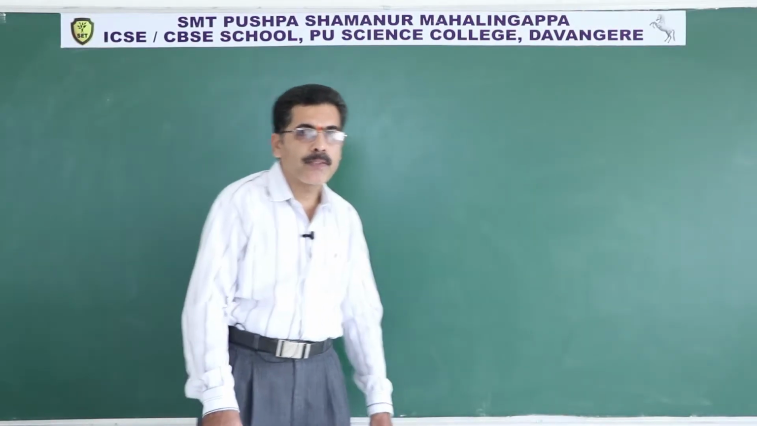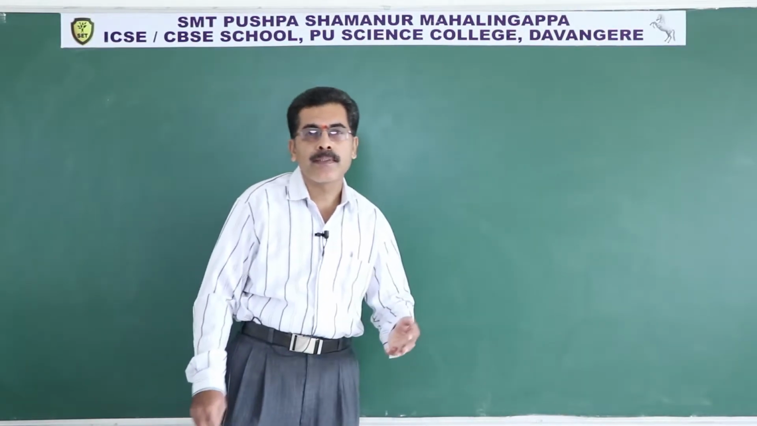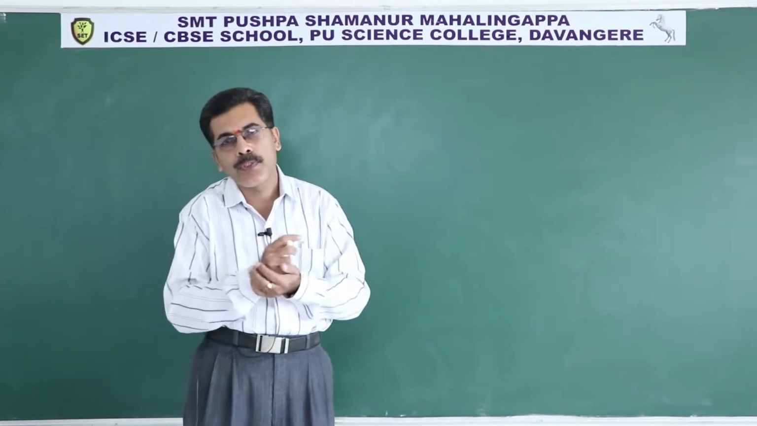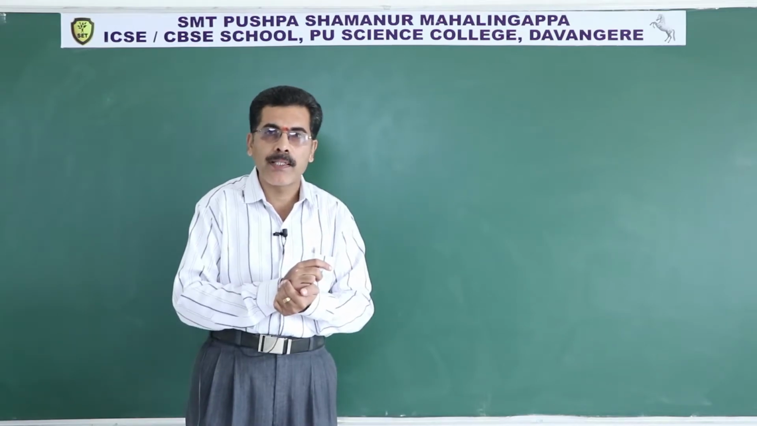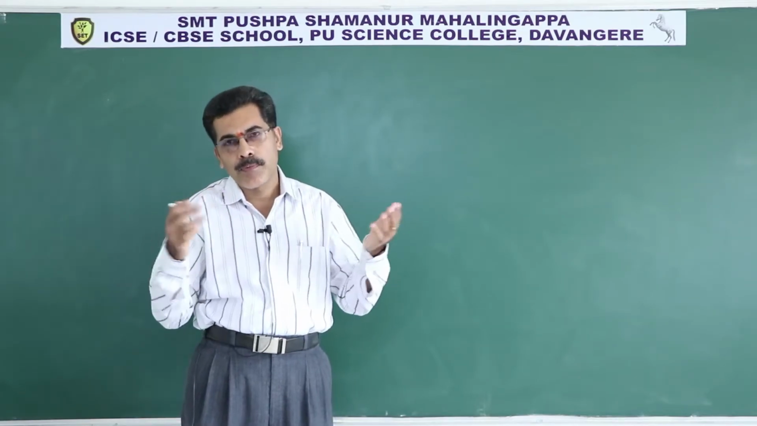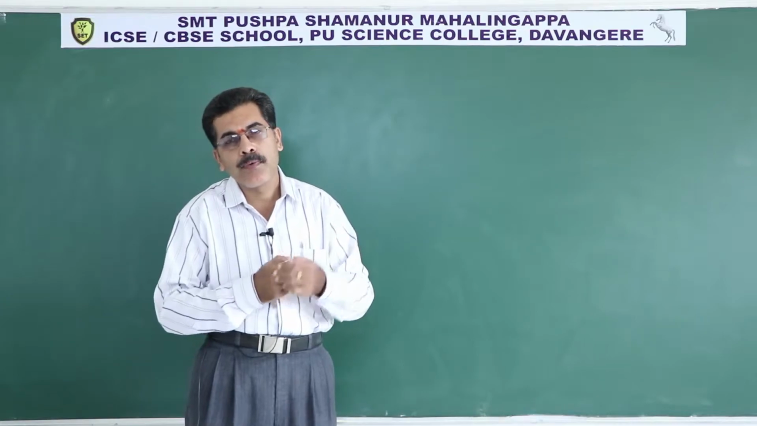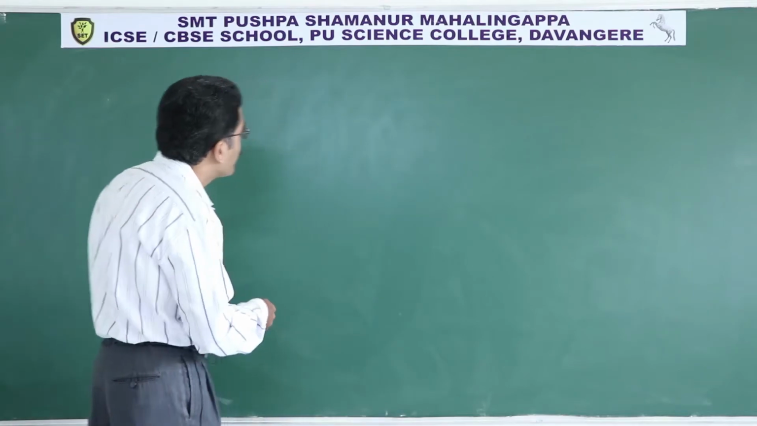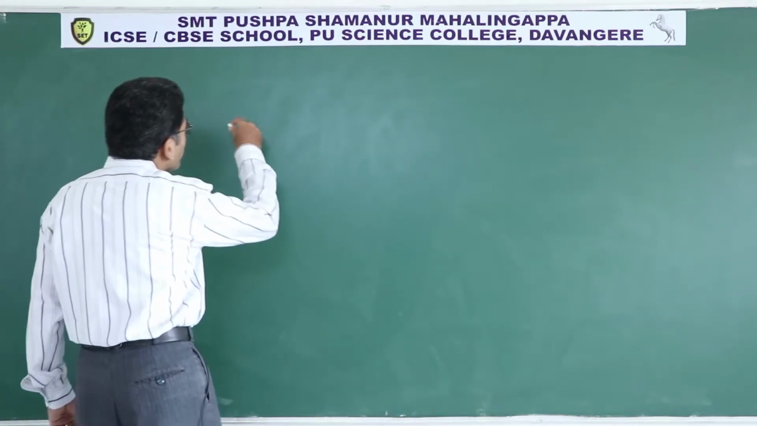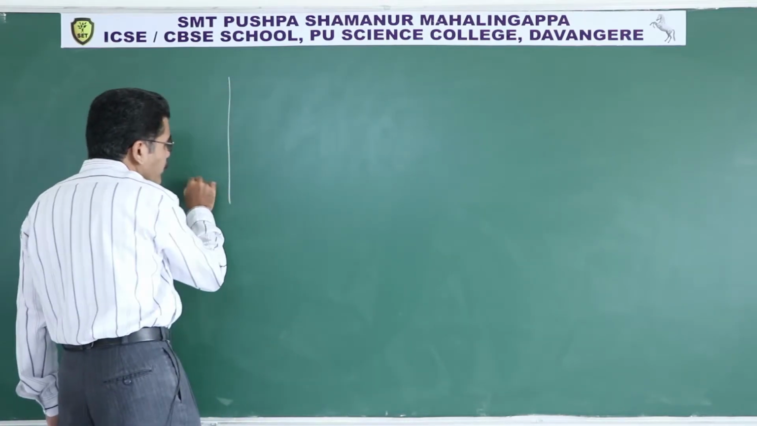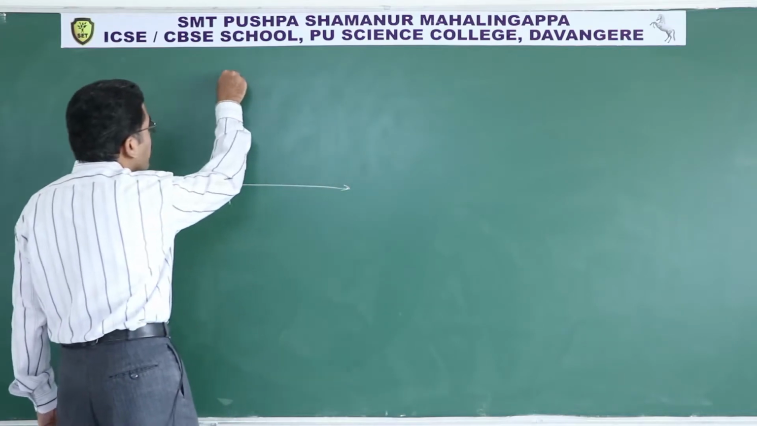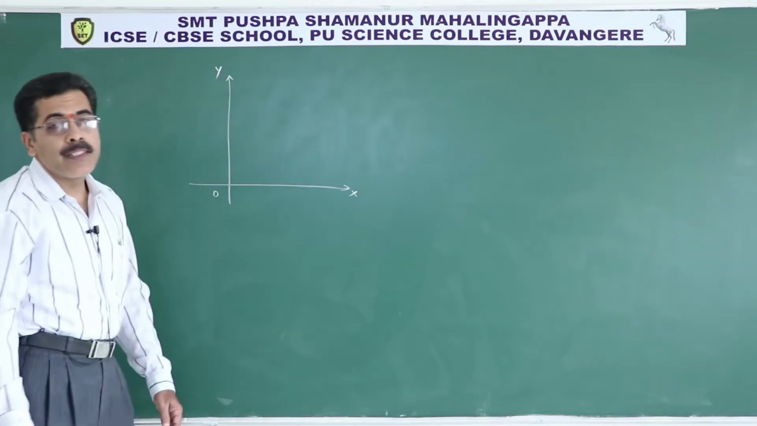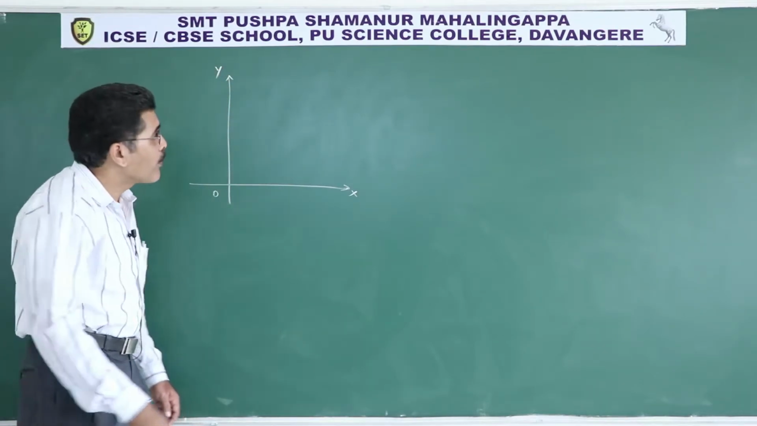Good morning, dear students. In the previous class, we derived equations of motion for a particle moving in a plane, or moving in two dimensions. Now let us consider relative velocity here. Suppose you have a particle moving in a plane, and then there are two particles moving.